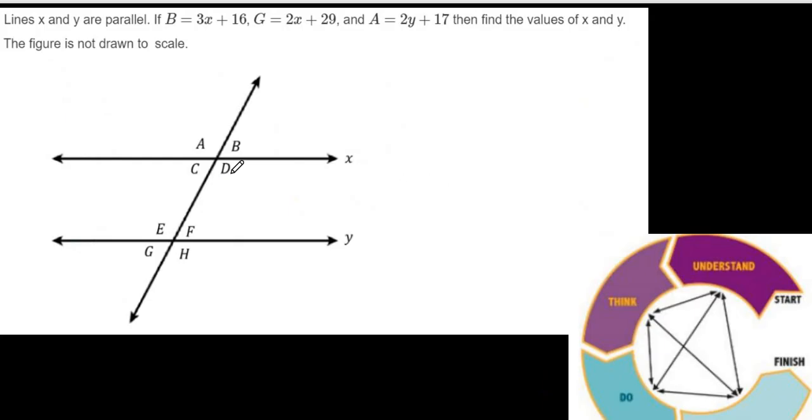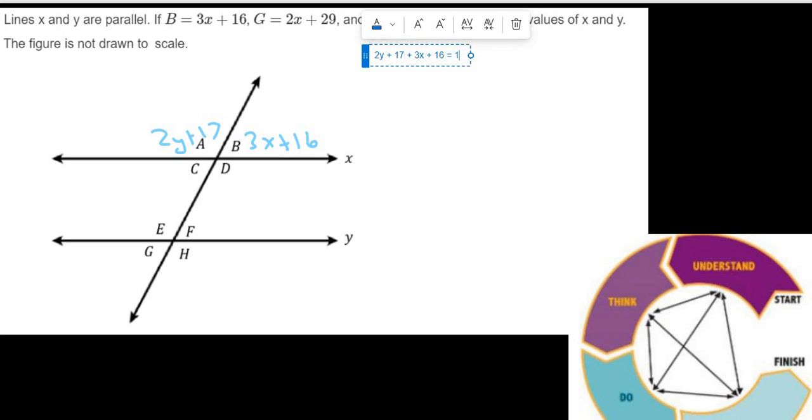And the last one on here, we have a whole bunch of facts here. We need to find x and y. Well, they tell us that the B is 3x plus 16. And they tell us that A is 2y plus 17. So we could write down, and we will write down, that angle A and angle B equals 180. So this means at the moment that 2y plus 17 plus 3x plus 16 equals 180. But we can't do too much with that yet because we have two variables and we don't know what either of them are.